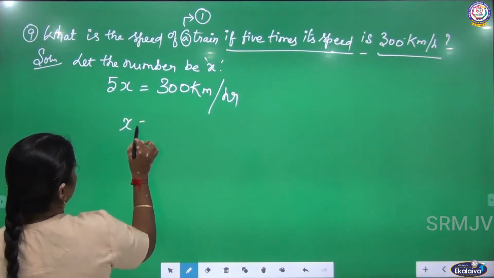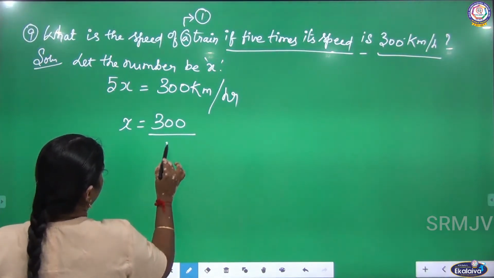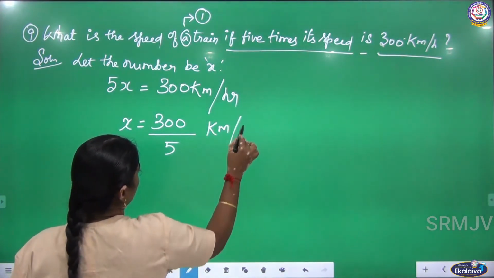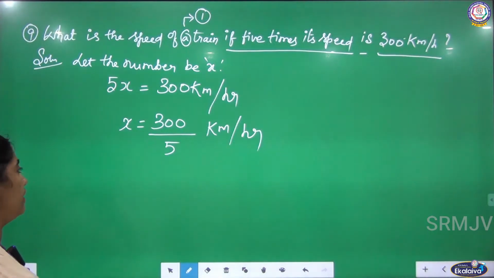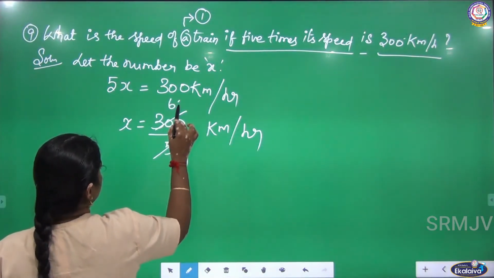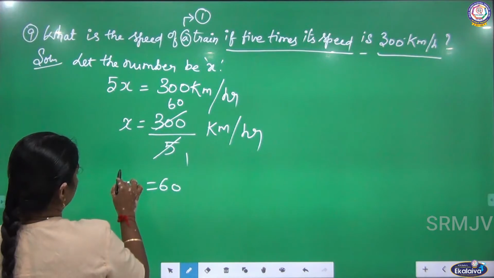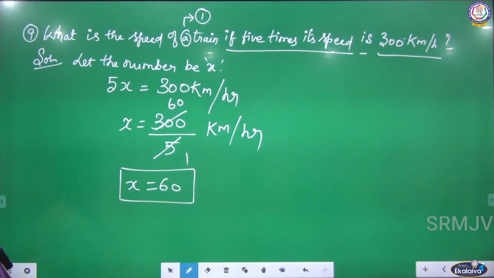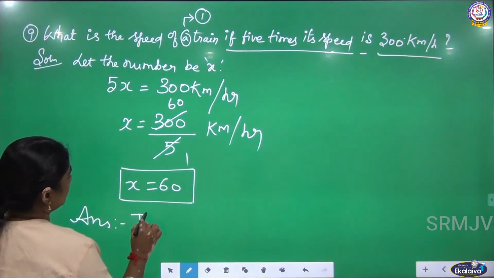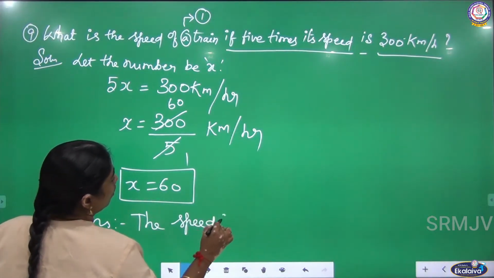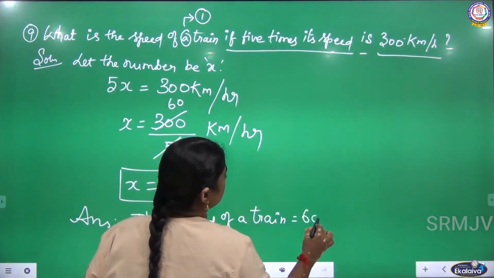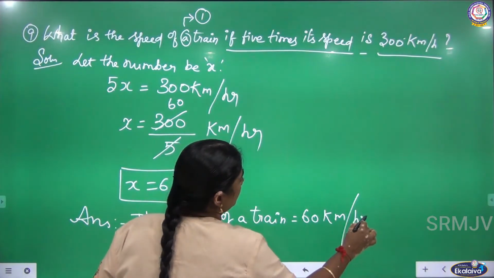So x is equal to 300 by 5. Write the unit which is given, kilometer per hour. Now I can cancel this. 5 ones are 5, 5 6s are 30. So x is equal to what? 60. Can you clear this? Now I am going to write the speed of a train. The speed of a train is equal to 60 kilometer per hour.